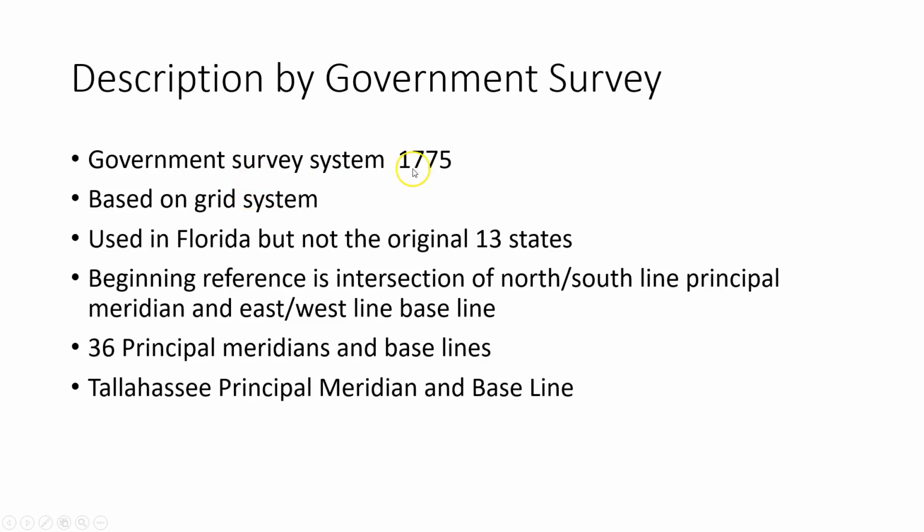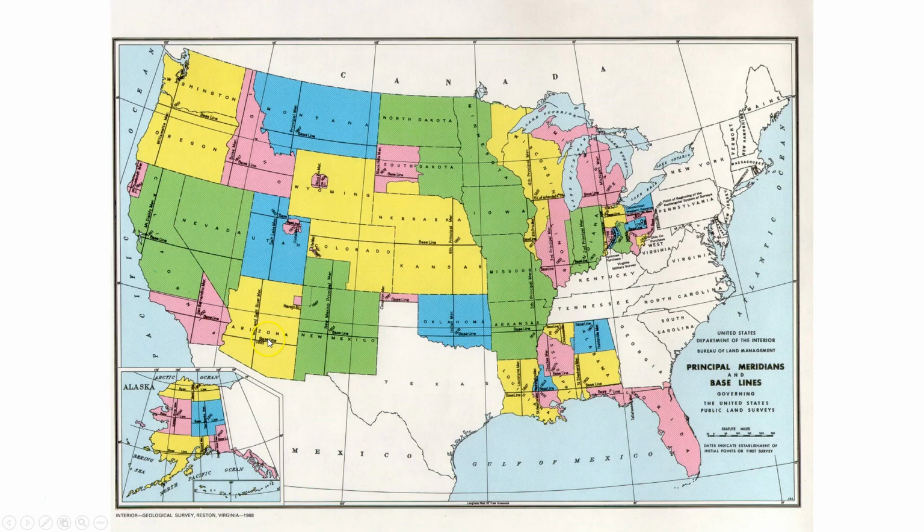Came about just after independence, 1775, and based on the grid system used in Florida, but not in the original 13 states and Texas. And the beginning reference is the intersection of the north-south line of a principal meridian and the east-west baseline based in Tallahassee. And we're just going to go on to the next bit.